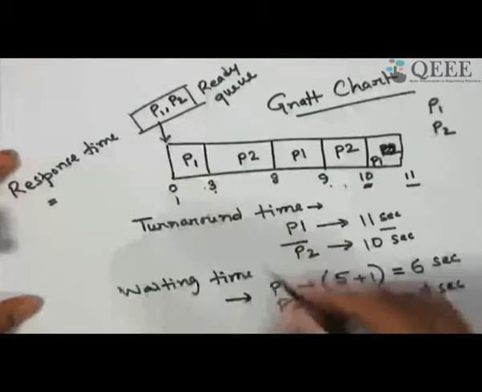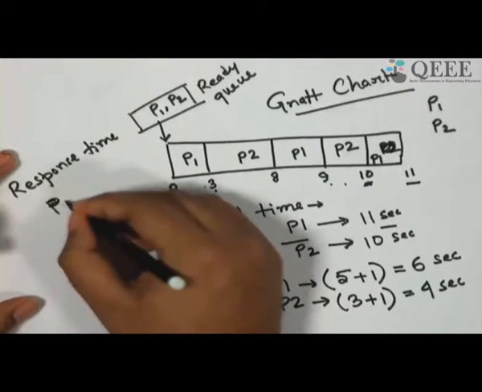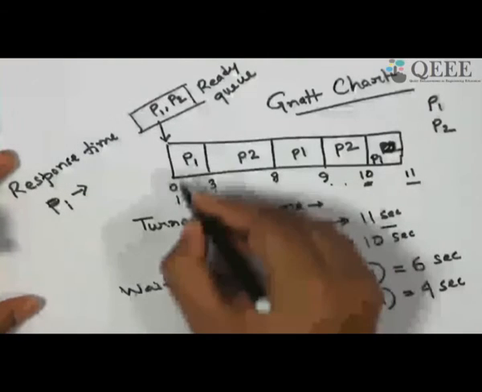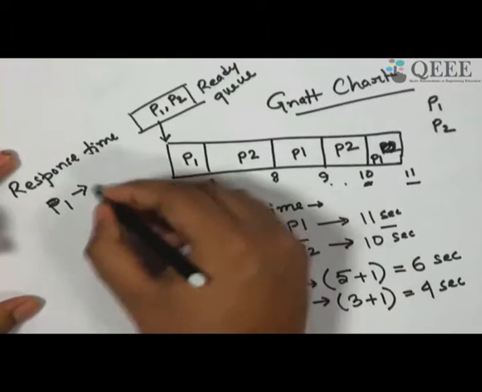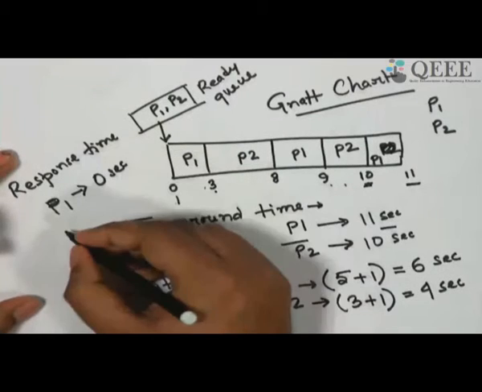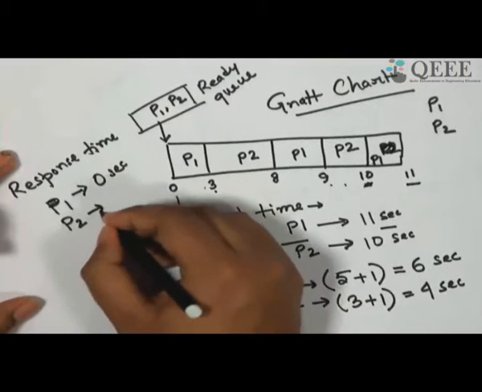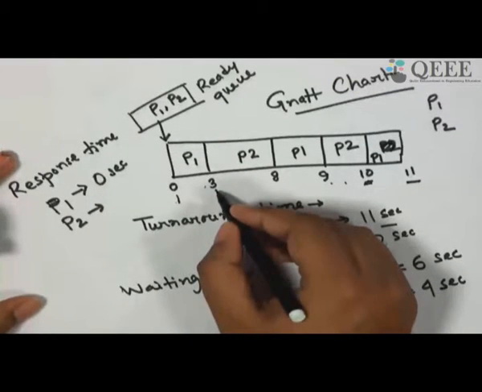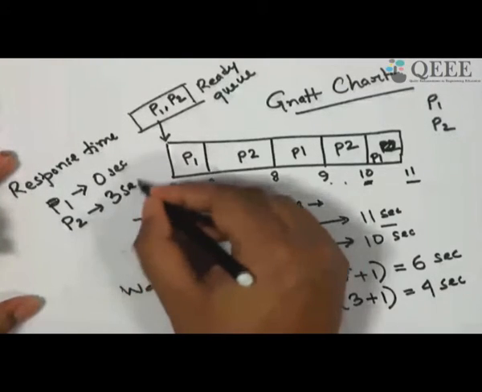Response time means when the first response was produced. Now for P1, the first response was at time instance 0. So response time for P1 is 0 seconds. For P2, it is when the first response was produced. The first response was produced at time instance 3. So it is 3 seconds.